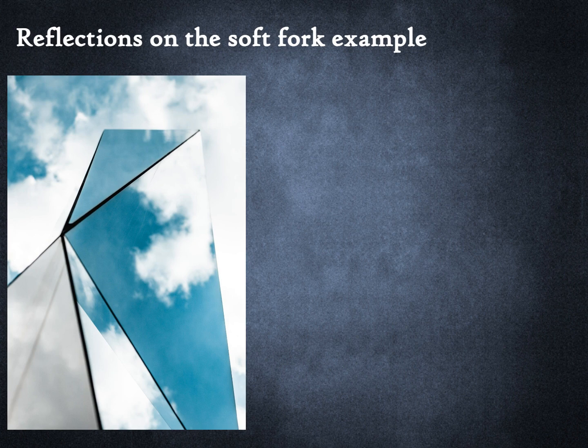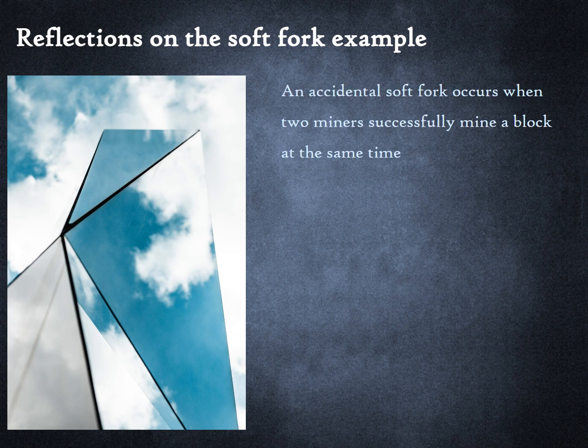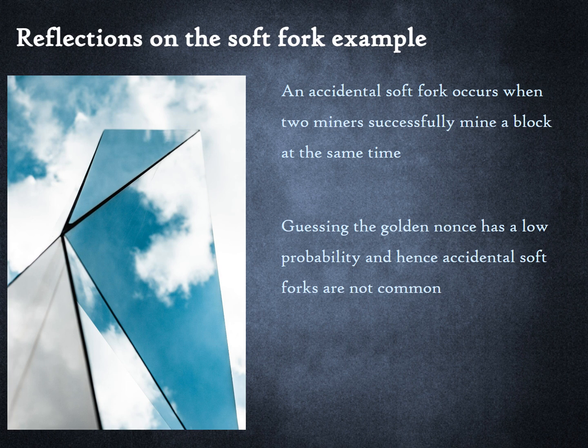Now that we have reviewed the soft fork example, let us pause to reflect on this. An accidental soft fork occurs when 2 miners successfully mine a block at the same time. In earlier lessons, we learnt that guessing the golden nonce has a low probability and requires billions of iterations. Hence, accidental soft forks are not common to begin with.